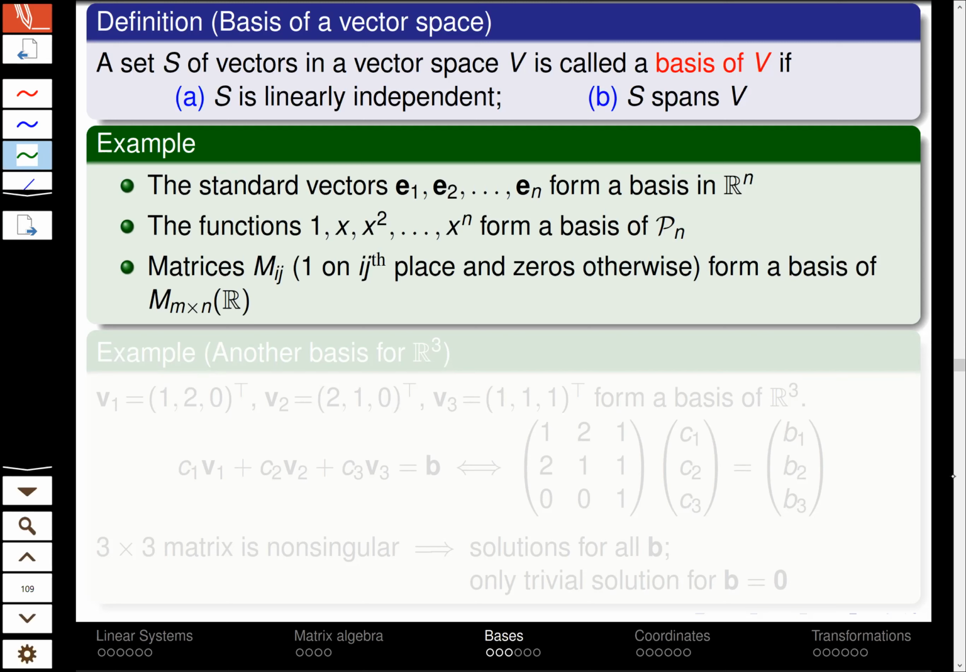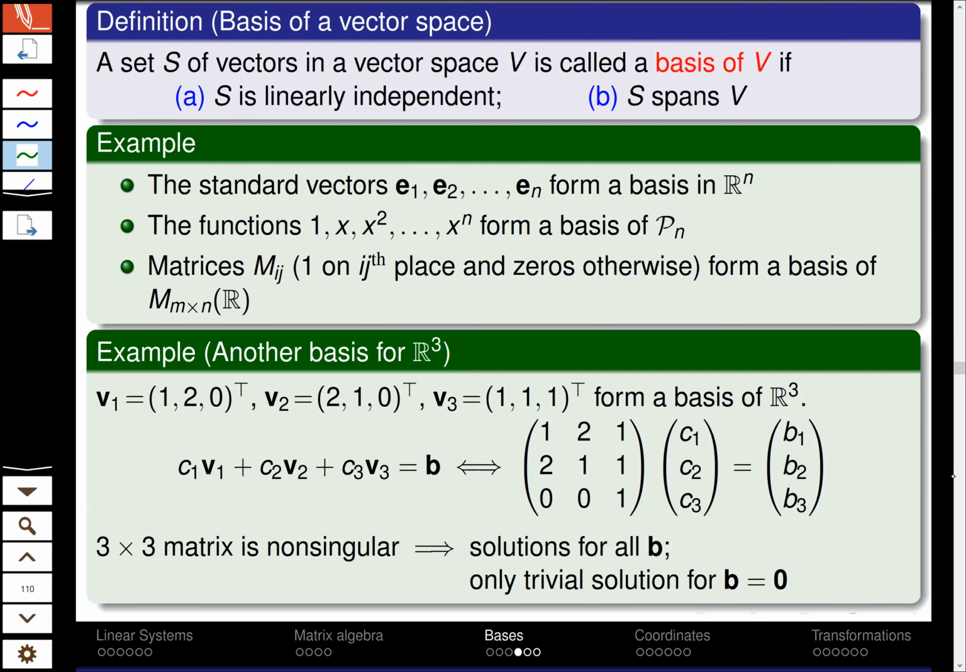Good. Matrices we discussed before, which have only one non-zero entry on place ij, form a basis in this set of all matrices of size m by n. This set is a linear space because we can add matrices, we can multiply a matrix by a constant. So this is a linear vector space different from Rn, and here is the basis. This forms a basis for that space. Basis is not unique.